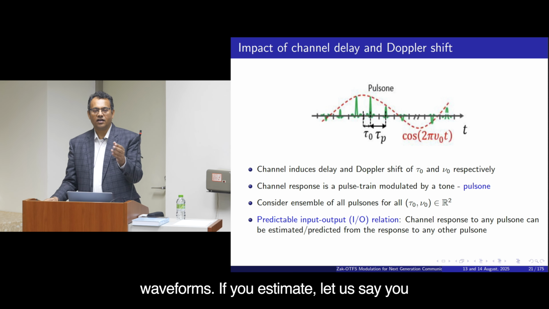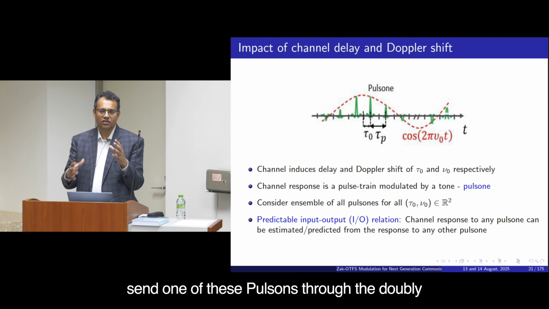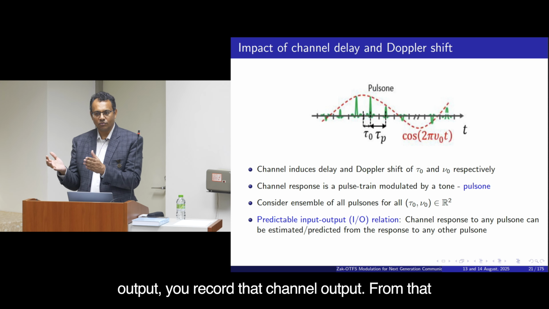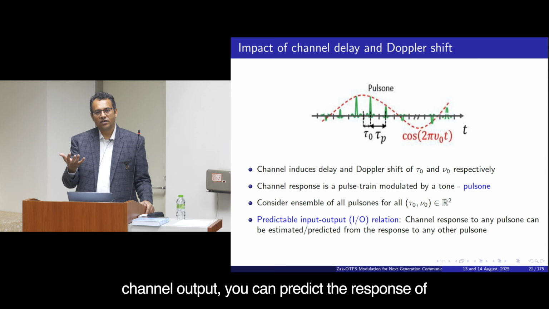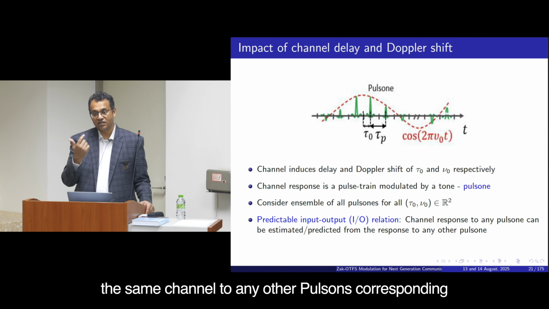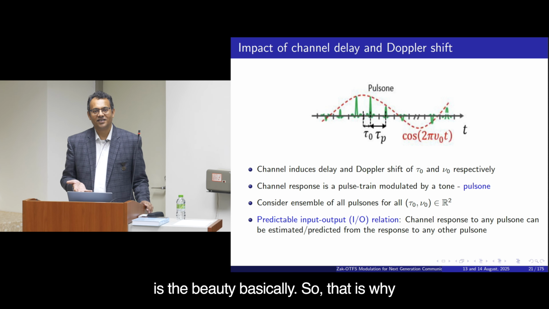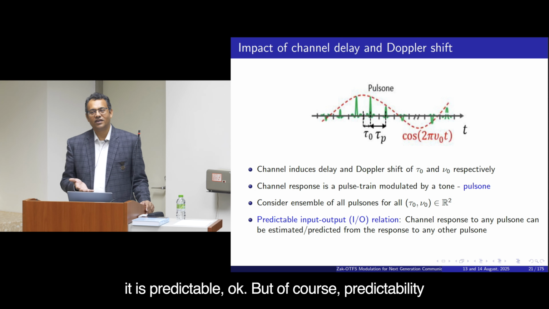Let's say you send one of these pulse-ons through the doubly spread channel, and you look at the channel output, you record that channel output. From that channel output, you can predict the response of the same channel to any other pulse-on corresponding to any other tau 0, nu 0. That's the beauty. So that's why it's predictable.